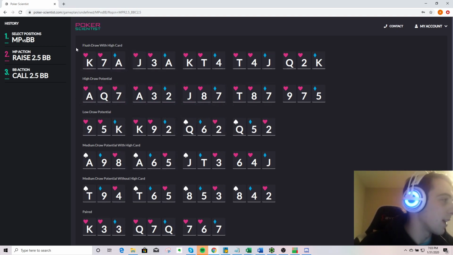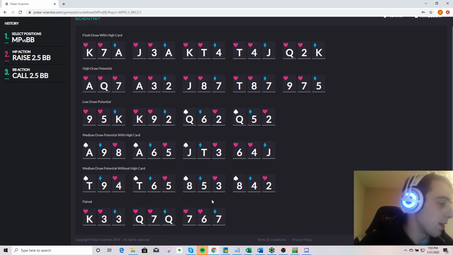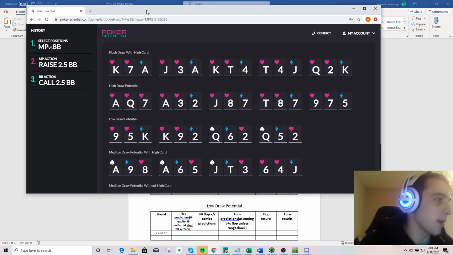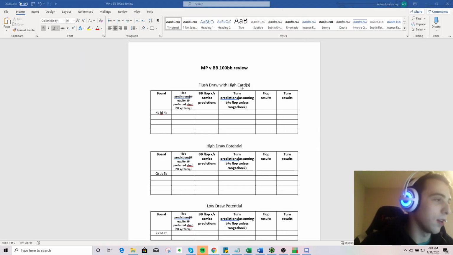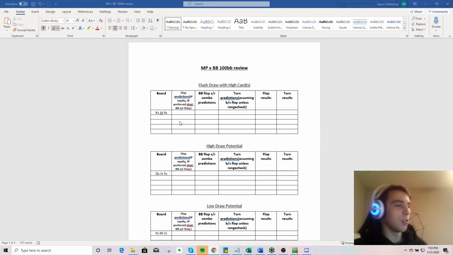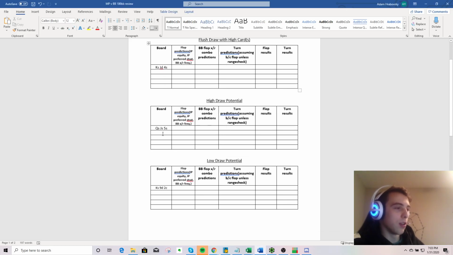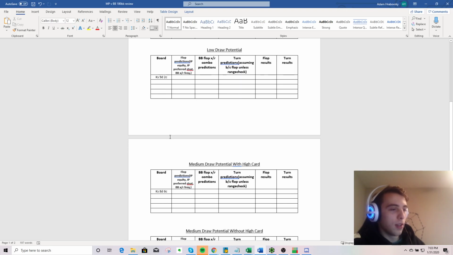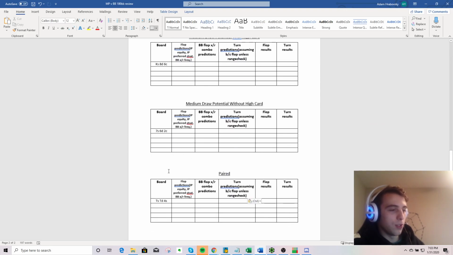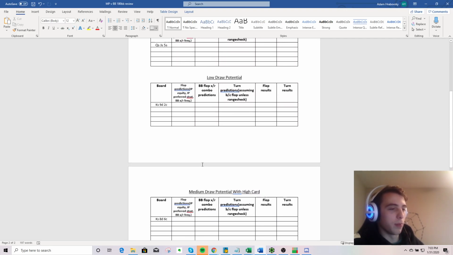But I like how they have these in different categories: flush draw with high draw potential, low draw potential, medium draw potential with high card, medium draw potential without high card, and then paired boards. So I'm going to use the same categories for my own studying here, to see if over time patterns start to emerge for these different boards, and to make some connections that potentially help me improve faster.